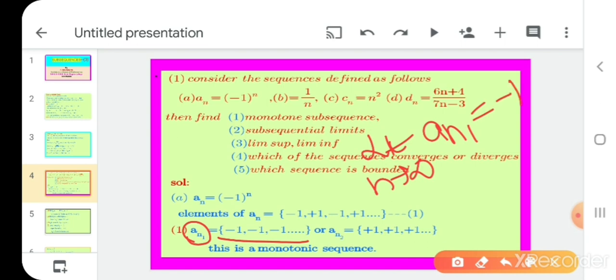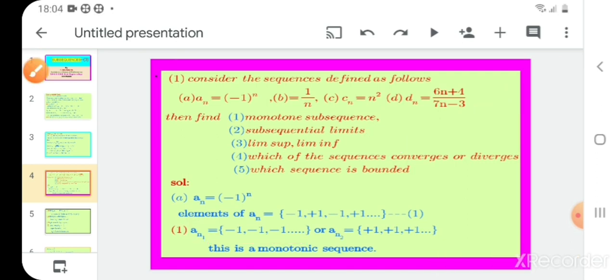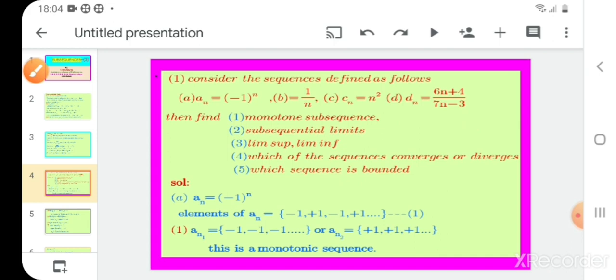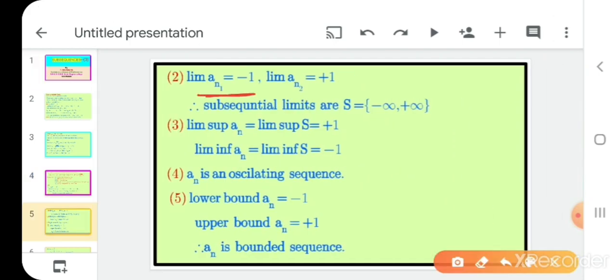Minus 1. Constant function. Okay, AN1 is equal to what? The elements here are minus 1. It is a constant function. So the limit of a constant function is the same constant. See here, limit of AN1 equals minus 1. Similarly, limit of AN2 equals plus 1. Therefore, the subsequential limits, capital S, equals minus 1 comma plus 1. What are the subsequential limits here? Minus 1 comma plus 1. Okay, is it clear? Okay.